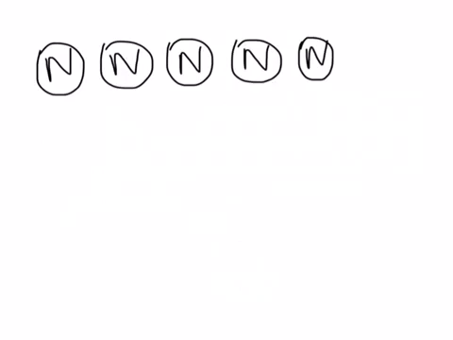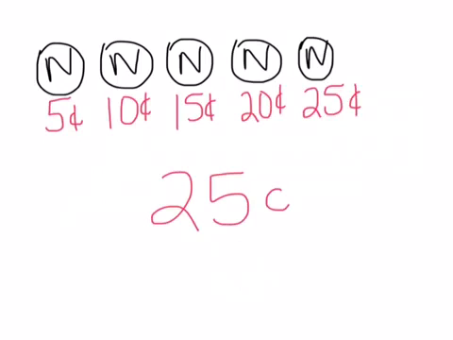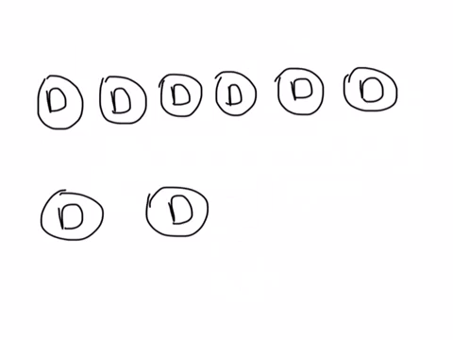Here we have nickels. 1 nickel is worth 5 cents, so I'm going to be counting by 5. So 5, 10, 15, 20, 25 cents. So total we have 25 cents. Now we did this last week, so this should be just a refresher. Let's try 2 more. I think I have 2 more.